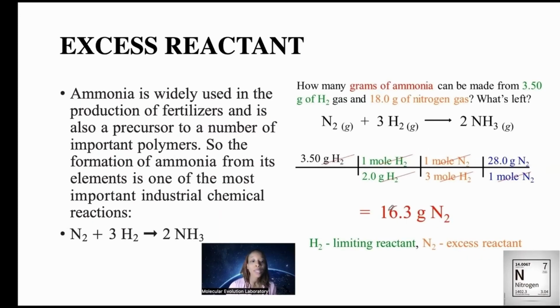Ammonia is widely used in the production of fertilizers and is also a precursor to a number of important polymers. So the formation of ammonia from its elements is one of the most important industrial chemical reactions.